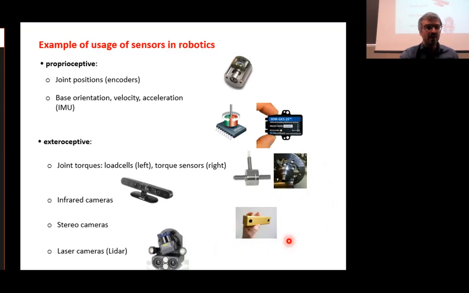And finally, there are laser sensors. These are called LiDARs. They are normally mounted on self-driving cars to build a map online while the car moves. And these usually are very precise.